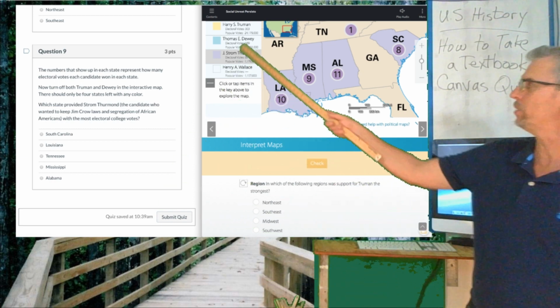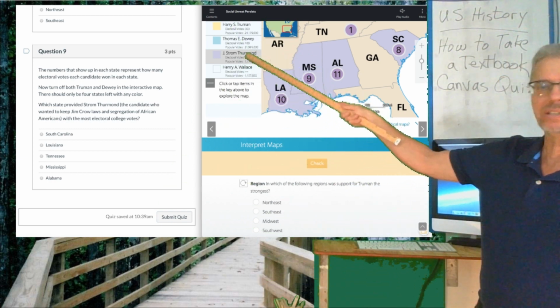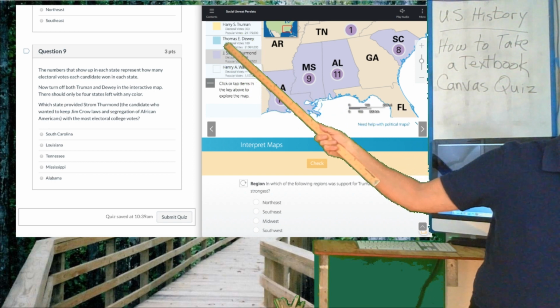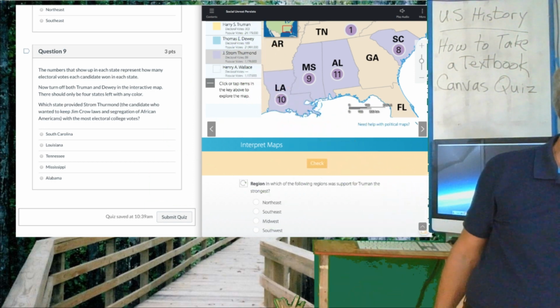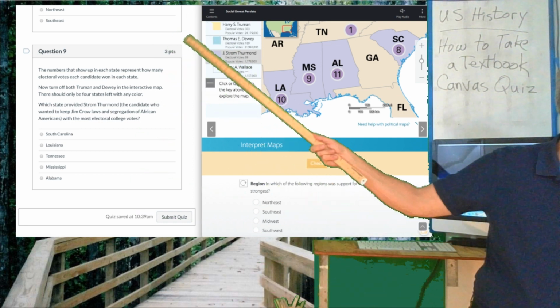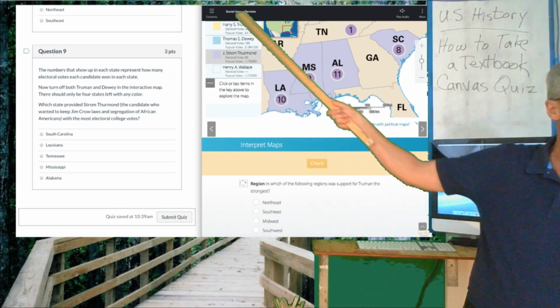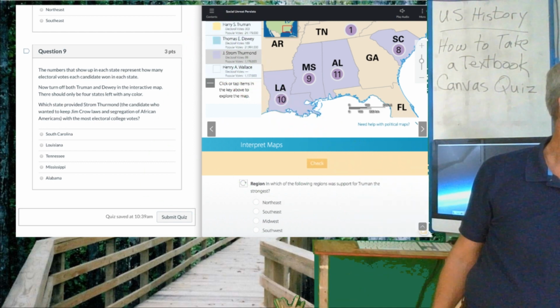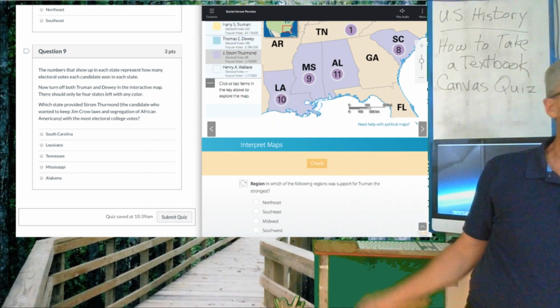Now you get to play with the map. Okay, so here you can turn off. It tells you to turn Truman off, back on, off, back on. The numbers that show up in each state represent how many electoral votes each candidate won in each state. Now turn off both Truman and Dewey. All right, so turn off Truman and Dewey and just leave Strom Thurmond on with any color.